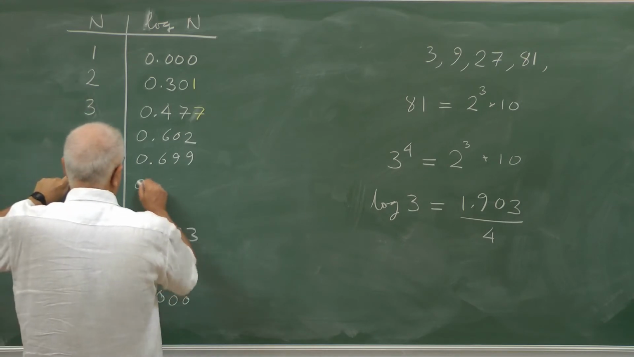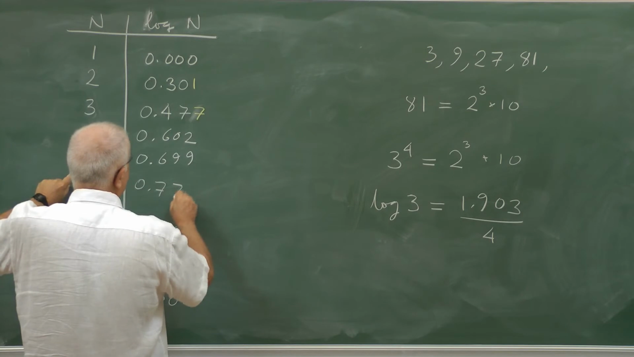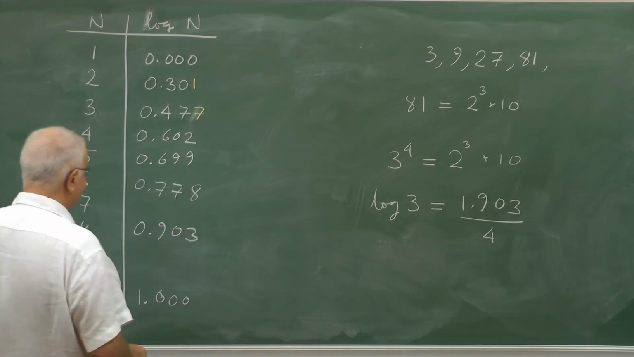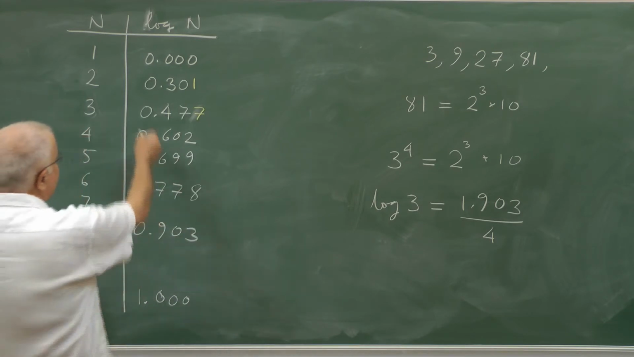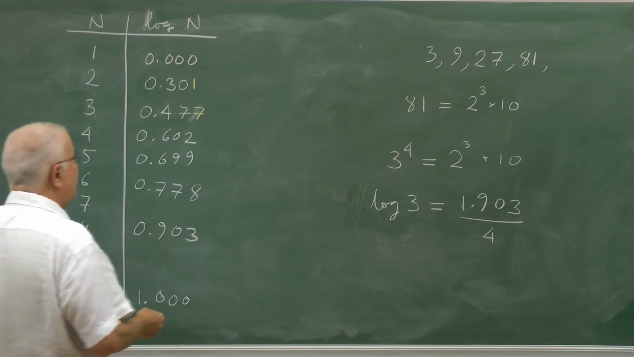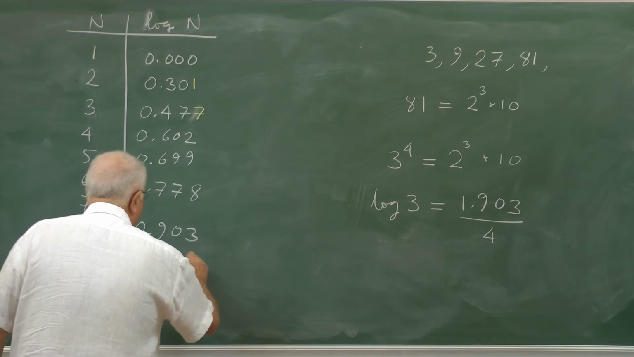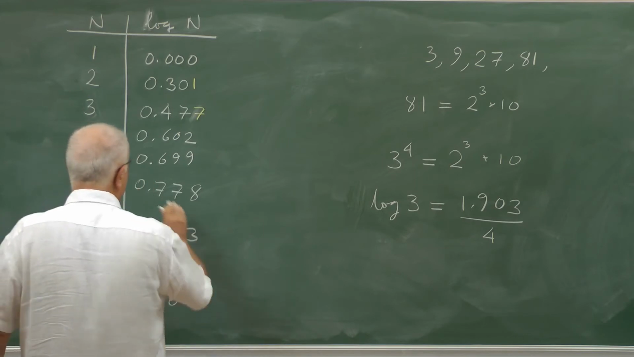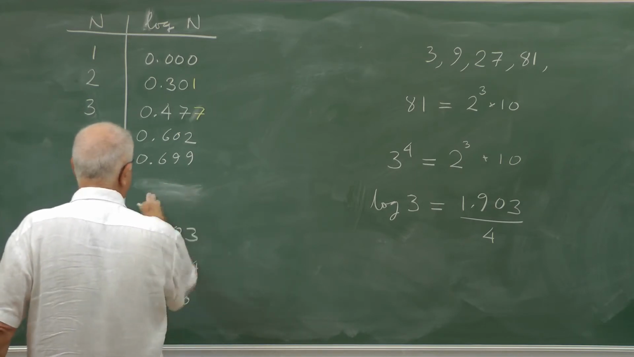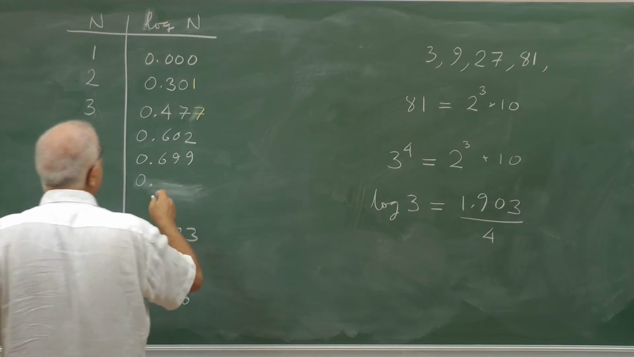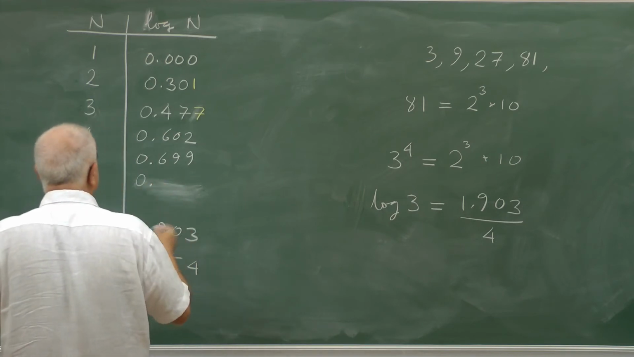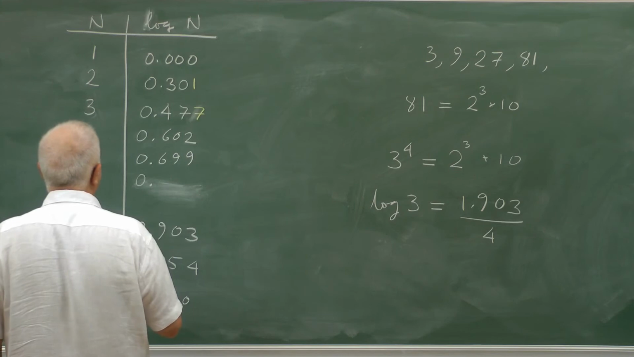So this is 0.778. 9 is just 3 squared. So this is 0.954, which leaves us with 7. How are we going to do 7?